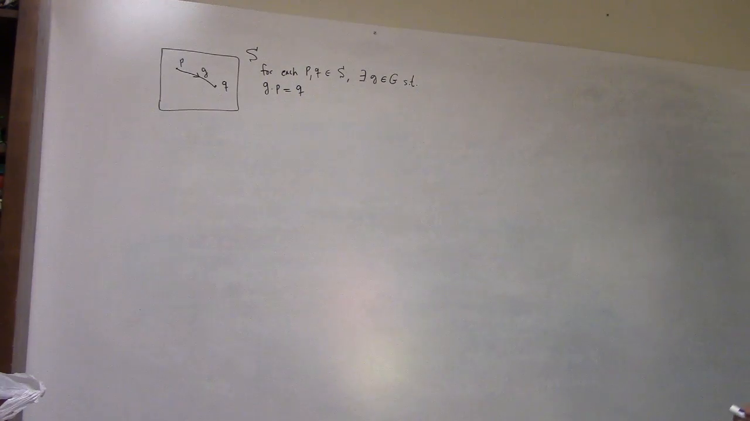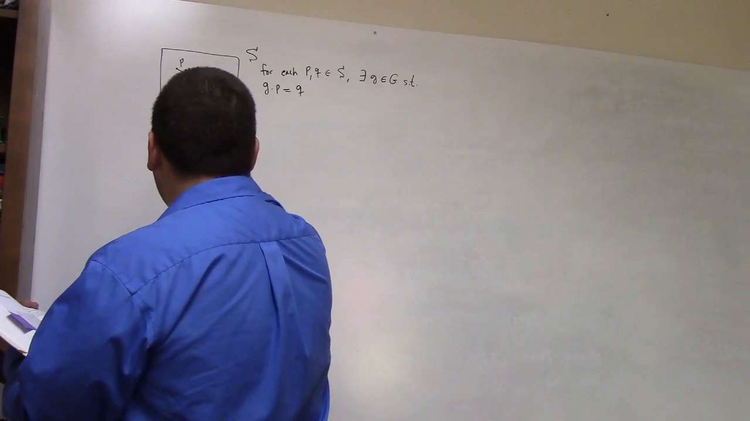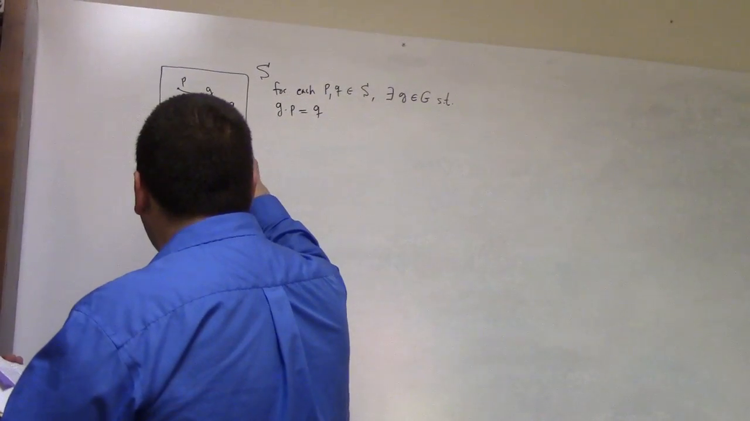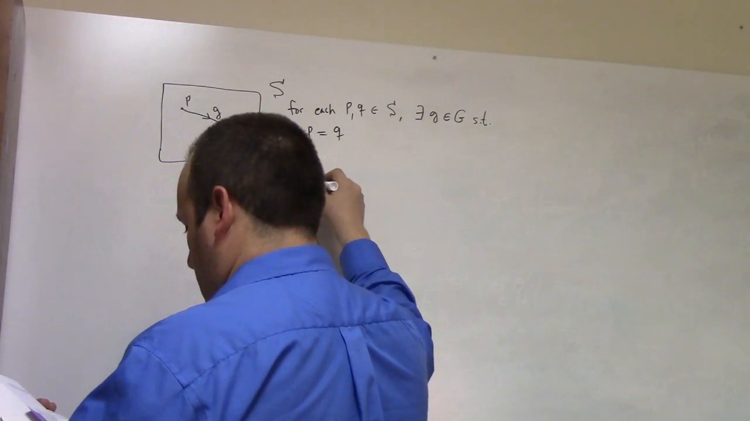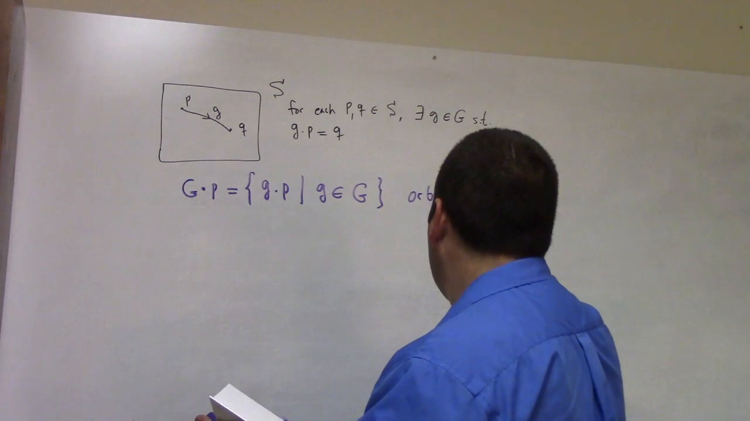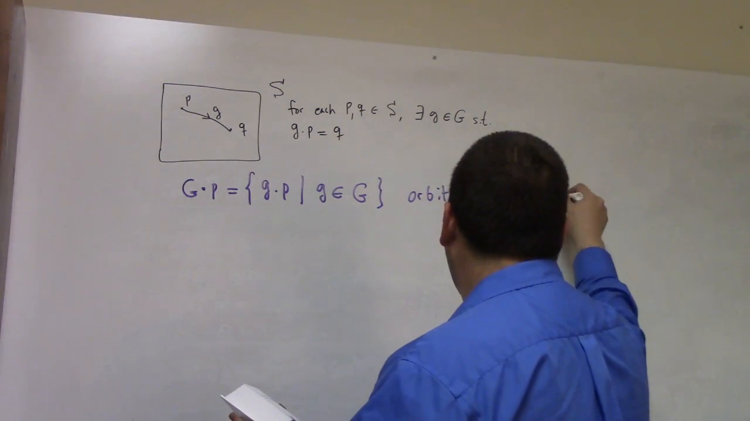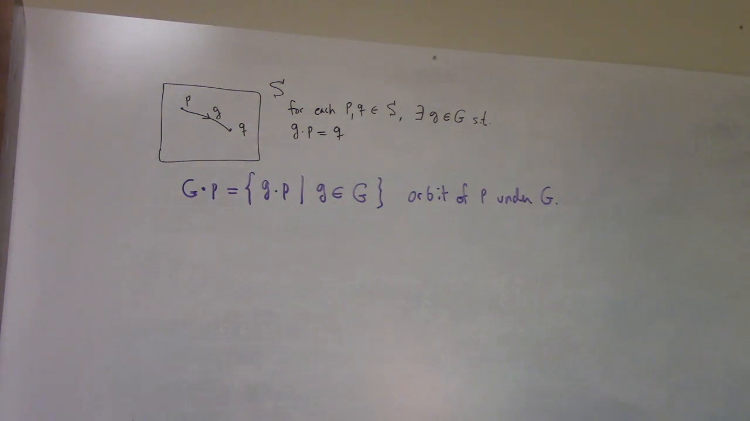Let's see here. So, a little notation, at least this is Lee's notation. G dot P is the orbit of P under G. So this is G dot P such that G is in G. This is the orbit of P under G. It defines an equivalence relation on the set on which the group acts, right? So, just some examples. It's kind of like cosets, but with a group action.